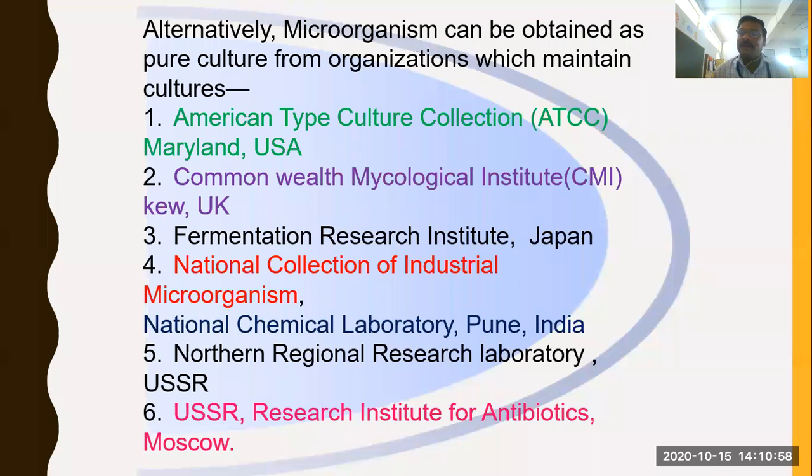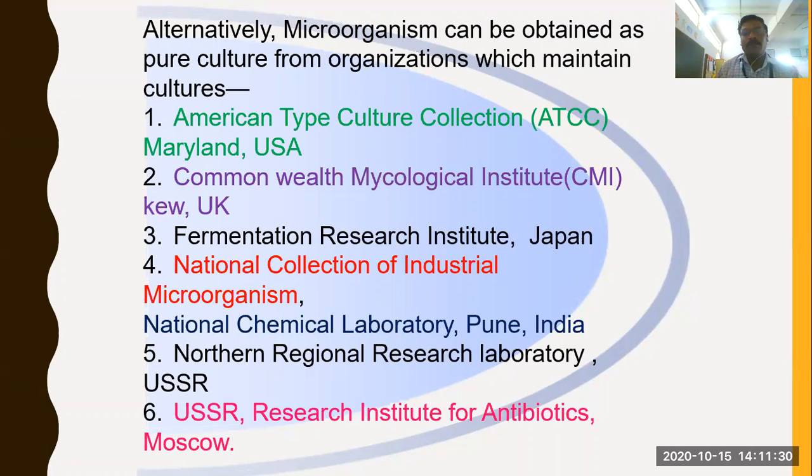The microorganism can be obtained in a pure form from the recognized organizations which maintain the cultures. The very first one is known as the ATCC. What is that ATCC? This is the American Type Culture Collection, which is situated in Maryland, USA.